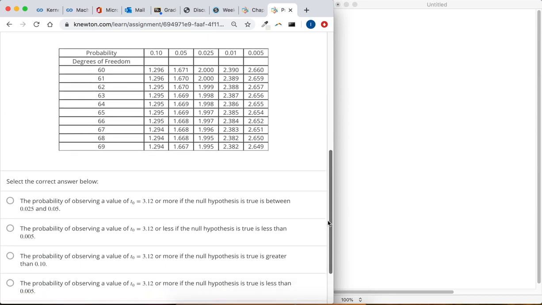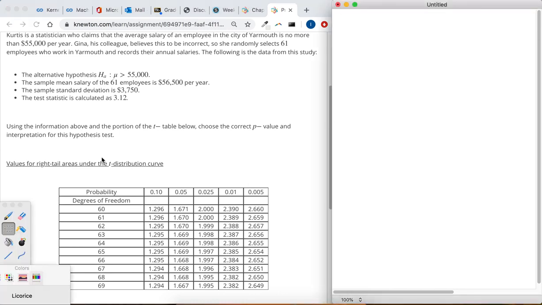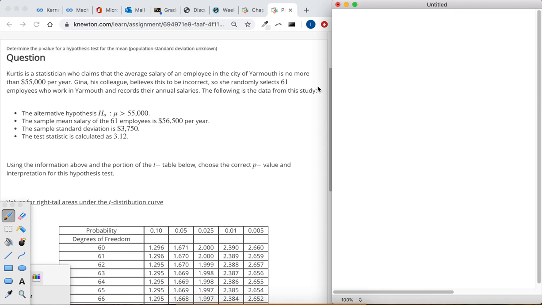We're supposed to figure out the p-value. To find a p-value, you've got to know a test statistic. This is one mean with the population standard deviation unknown, so that means we use the t distribution. Here's the formula for t.